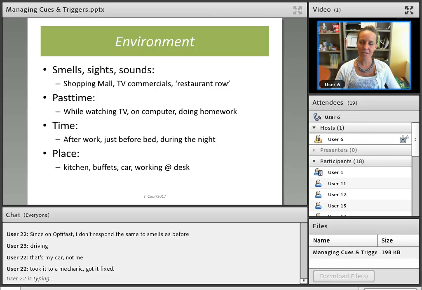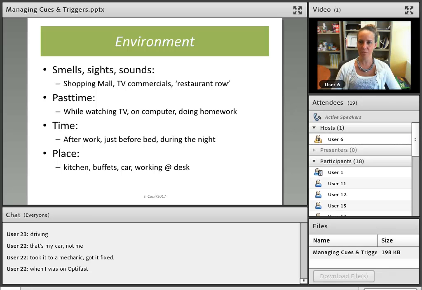Also timing. So this is a big one for me. And again, I think there are multiple cues associated with this, but one of the things that I've always struggled with is when I get off work and I get home, I find myself going straight to the kitchen and opening the pantry or the refrigerator and looking in there to see what's there.